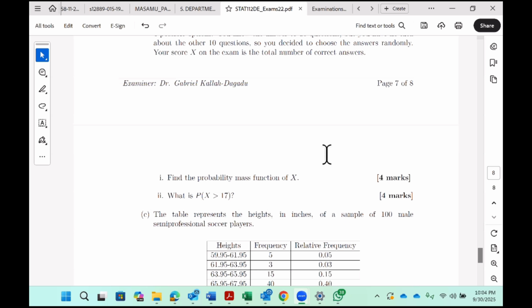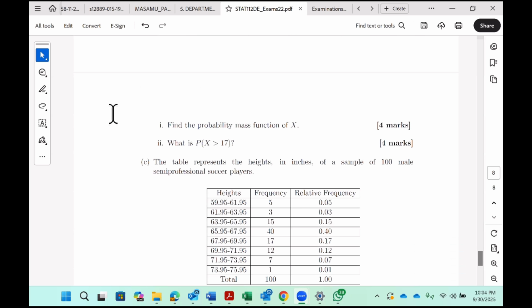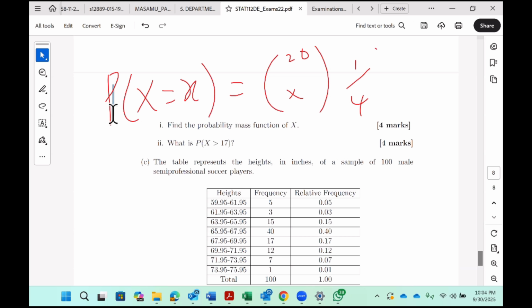As simple as that. So here, our probability of X equals x will be 20 combination x, times 1 over 4 to the power x, times 3 over 4 to the power N minus x. N equals 20, so you can put 20 here, where x takes values 0, 1, 2, 3 up to 20. This is 20 minus x.